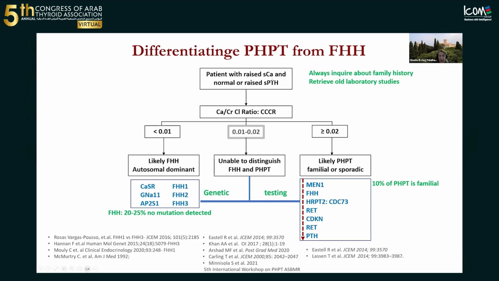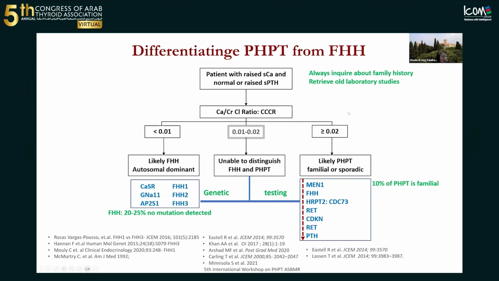Now, if both entities are characterized by high calcium and normal or raised PTH, I do a 24-hour urine collection, and the calcium over creatinine clearance ratio, if below 0.01, makes it likely to be FHH, but not diagnostic. It's a condition that's autosomal dominant. But remember, you could do gene testing, and in 20 to 25%, you don't have a mutation detected. You do not want the surgeon coming close to these patients.